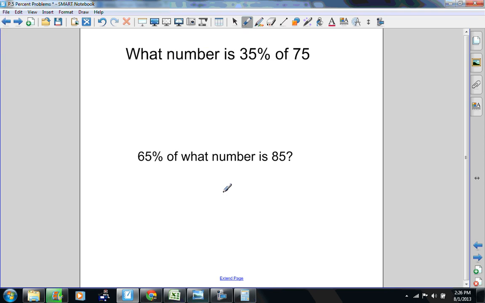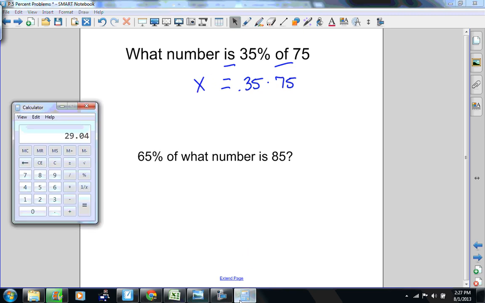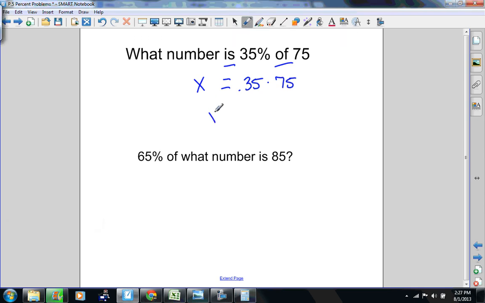Okay, so this top one is the same idea. Is and of, equal sign, 0.35 times 75, and this is our x. Since our x is by itself, we can just multiply 0.35 times 75, 26.25. Okay, and this is kind of the last stress of if the x is already by itself, x equals, you don't have to do anything. You just have to multiply out the numbers on the opposite side.